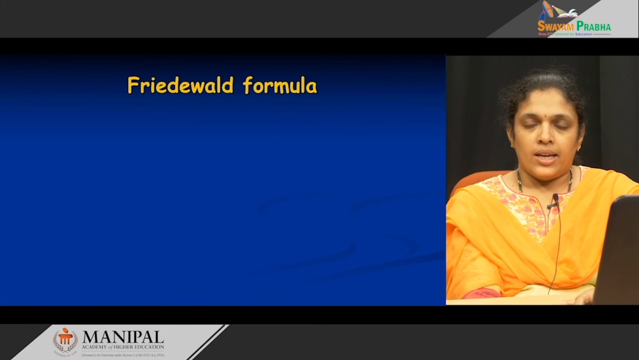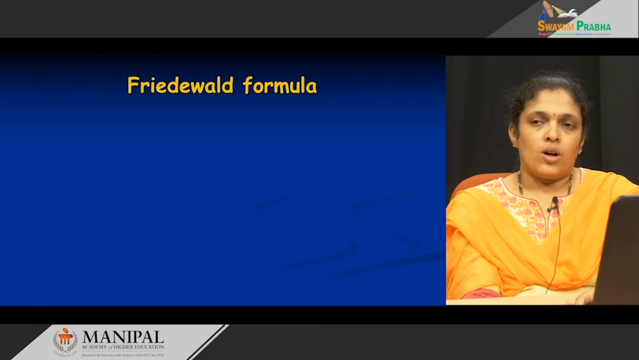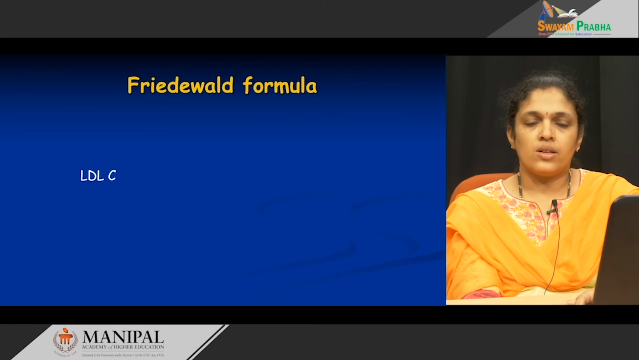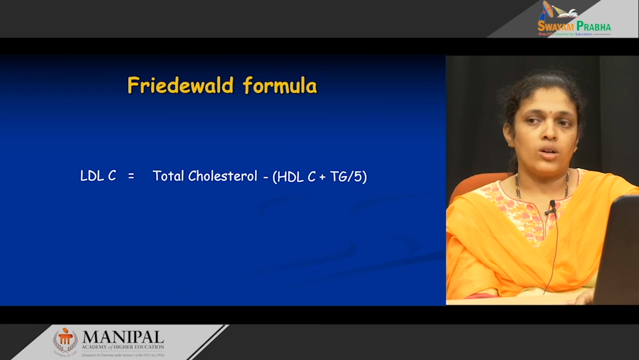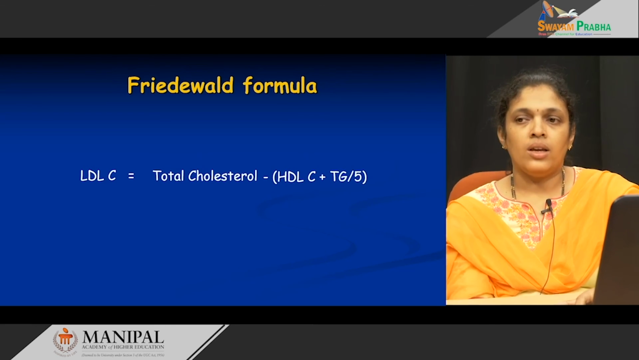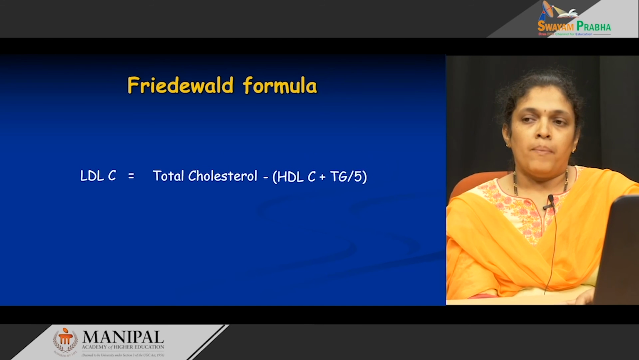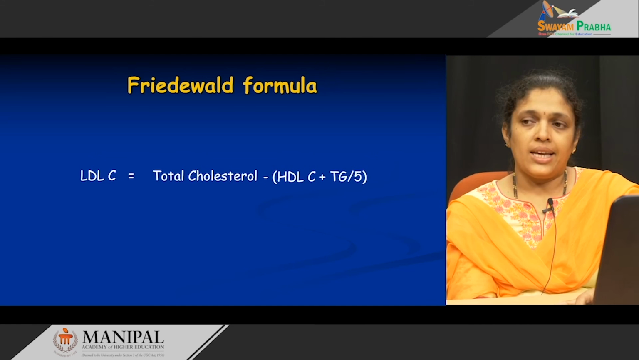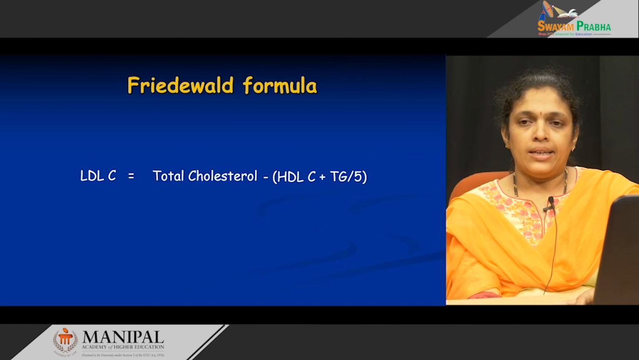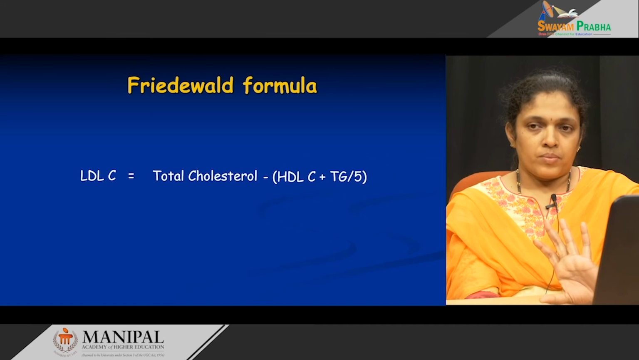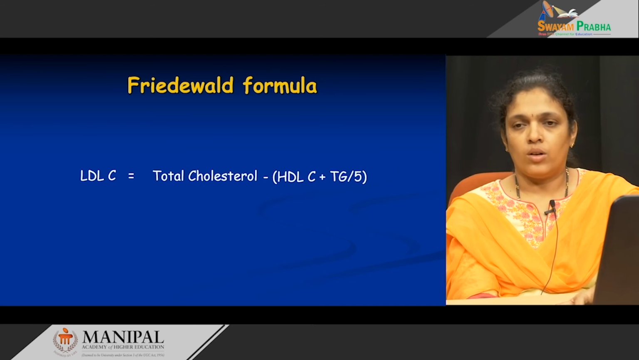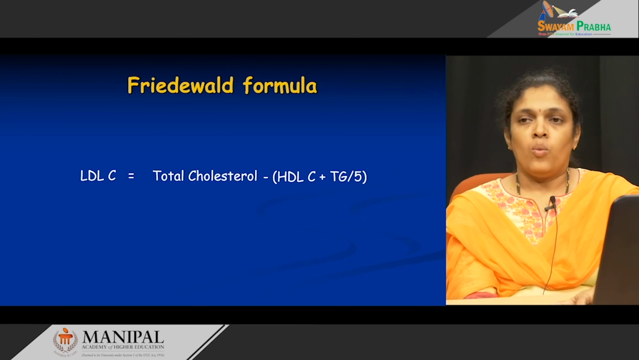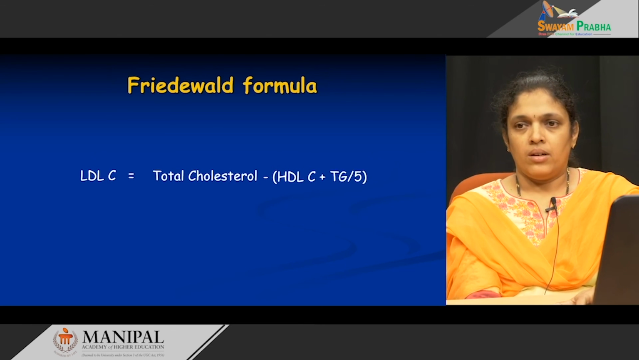The way of calculating LDL cholesterol is with what is called the Friedewald formula. If I have to calculate the LDL cholesterol, I need to know the total cholesterol, the HDL cholesterol and the triacylglycerol in that patient. So, total cholesterol minus HDL cholesterol minus triglyceride by 5 gives me the LDL cholesterol. Either you could calculate the LDL cholesterol by this formula or they can directly estimate the levels of LDL cholesterol in the blood. So, there are two ways of doing it. One is the calculated one, the other one gives the exact amount of LDL cholesterol in the blood.